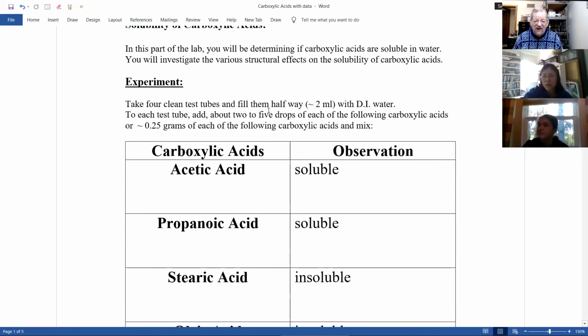Here you take some test tubes, fill them up about halfway with deionized water, and in each test tube you put a couple of drops of the carboxylic acid, or if it's a solid, a small amount of solid. You shake it up. No, you don't shake it up that way. You never shake it up this way. Either go 1, 2, 3, 4, or you put it on the vibro mixer, which we use in our lab. And you look and see, is it homogeneous? It's soluble. If there are 2 layers, it's insoluble.